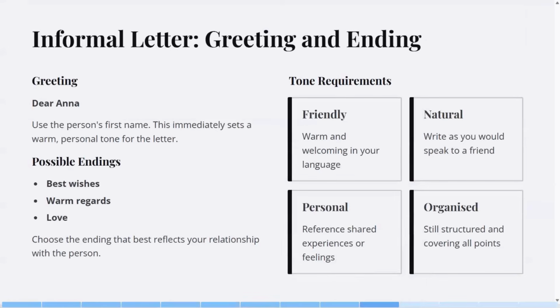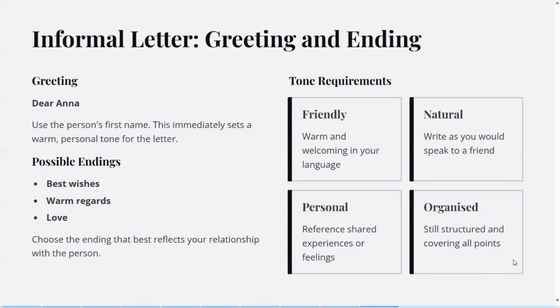Greeting and closing of the informal letter. In an informal letter, we can start with the person's first name. For example, Dear Anna. And we can end with expressions like best wishes, warm regards, or love. The choice depends on your relationship with the person. If it's a close friend, love can work well. If it's an informal letter but not so intimate, best wishes or warm regards.